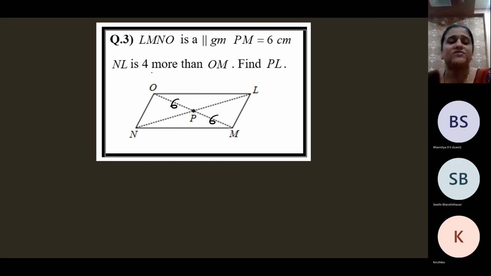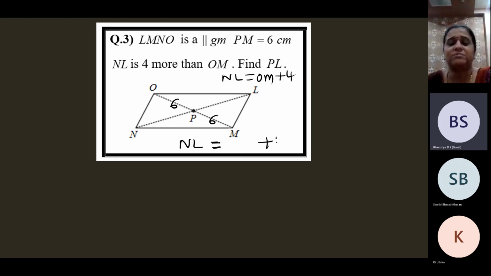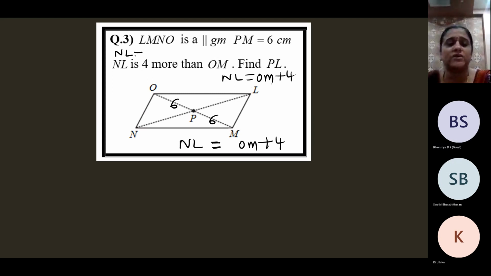Next, NL is 4 more than OM. That means what? As you read, you should write NL. Is means equal to. 4 more than means plus 4. Than what? OM. So NL is equal to OM plus 4. That's the equation.